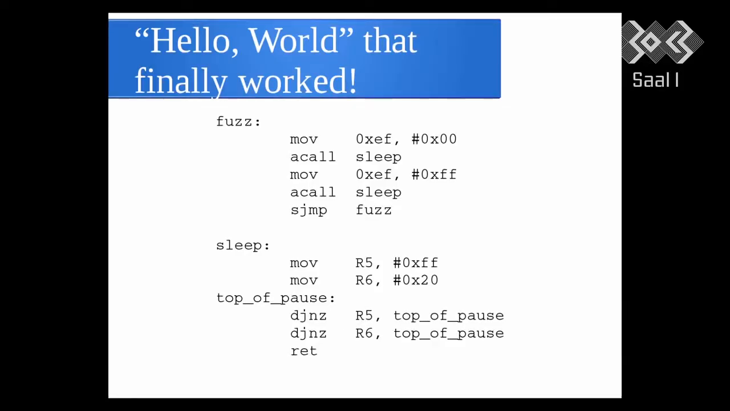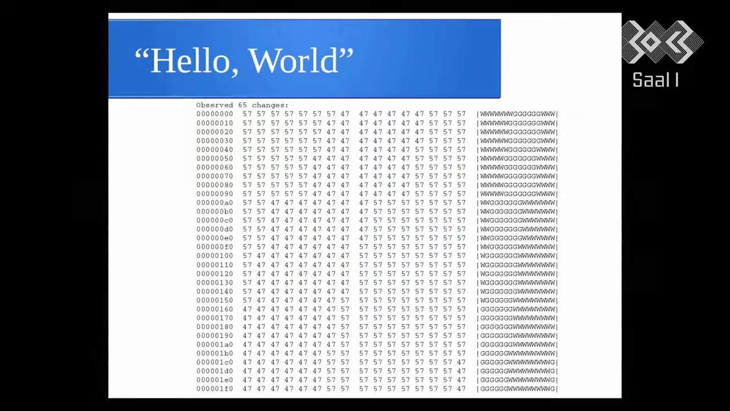And so we let this run. We let it run for, I think, about 3 hours before we finally got a hello world that worked. So let me explain this. What this does is this moves the constant 0, 0 into the special function register EF. It sleeps. Then it moves the constant FF into the register EF, sleeps again, and it jumps. So that's just writing 0F out the GPIO. And when you read the pins, the SD pins from the host, you can see it going up and down. It's going from W to G to W to G, which is great.